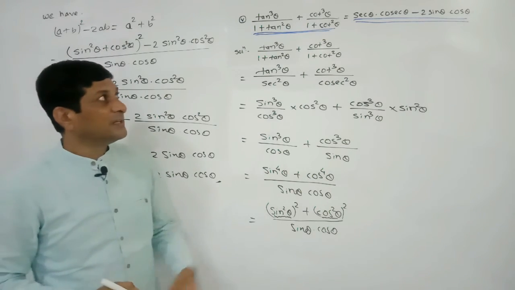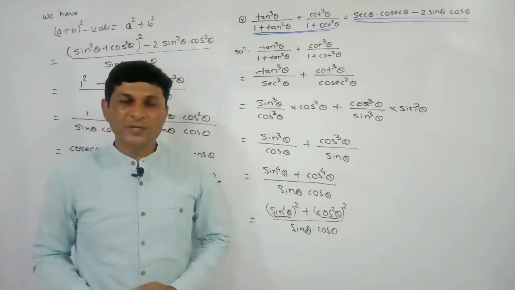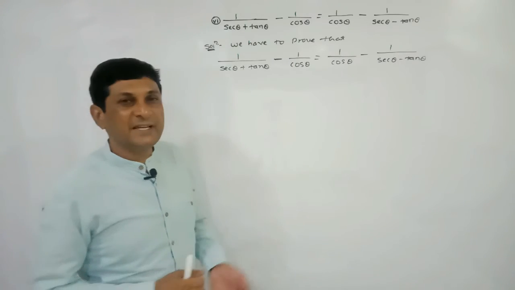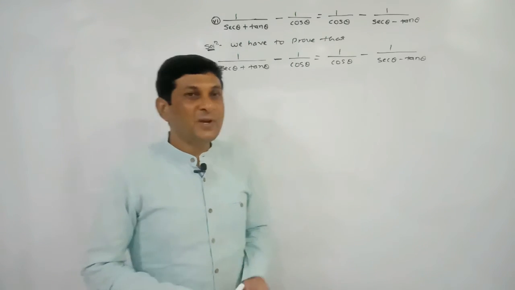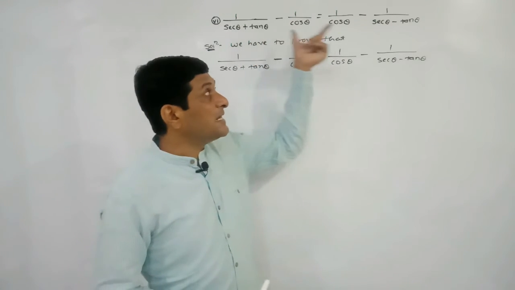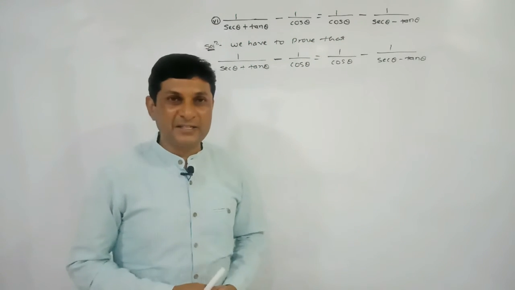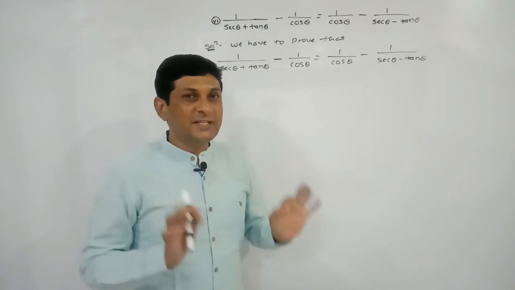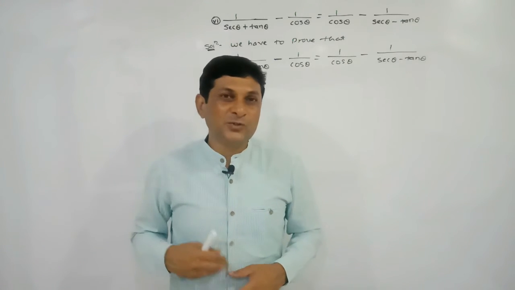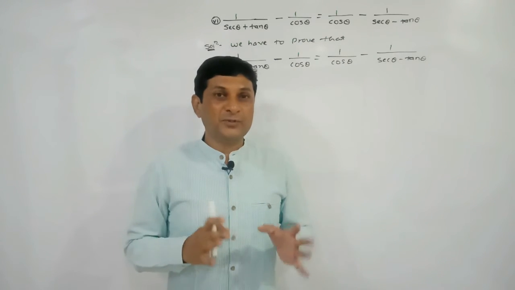In this way we have shown that left hand side is equal to what? Right hand side. Now observe example number 6. In this example we have to show that the value of this left hand side is equal to what? Right hand side. So see, to solve this example, we have to make proper use of identities.